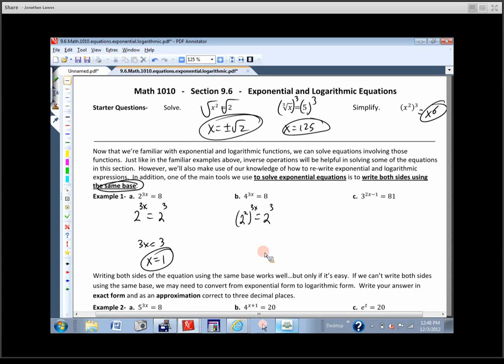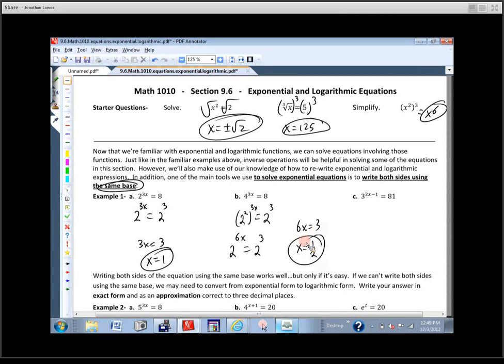If I have a power raised to a power like we reminded ourselves of up above, this is going to be 2 to the 6x, because I multiply them when I've got a power raised to a power, equals 2 to the third. And again, if the two sides are equal and the bases are equal, then the only way they could possibly be equal is if the exponents are equal. So that would be 6x equals 3. That means x equals 1/2.